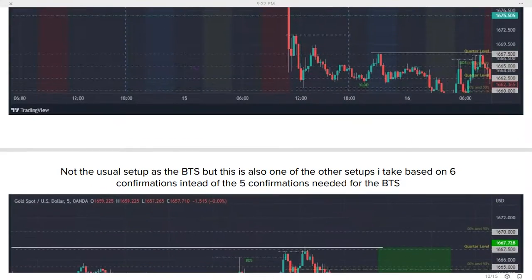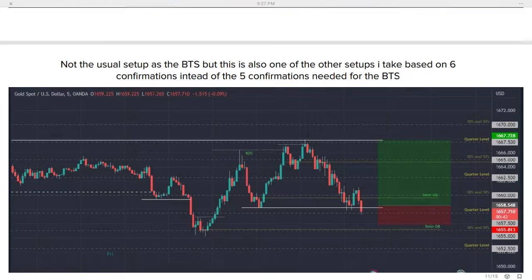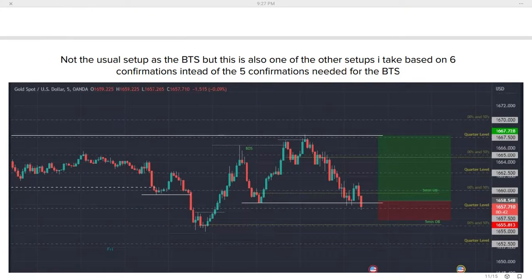Now let's go to the third trade. With this trade, it's not the usual best trade setup, but it is one of the setups that I do enter or do look at when I'm trading. The only difference with these types of setups is that I'm looking for six confirmations instead of five.